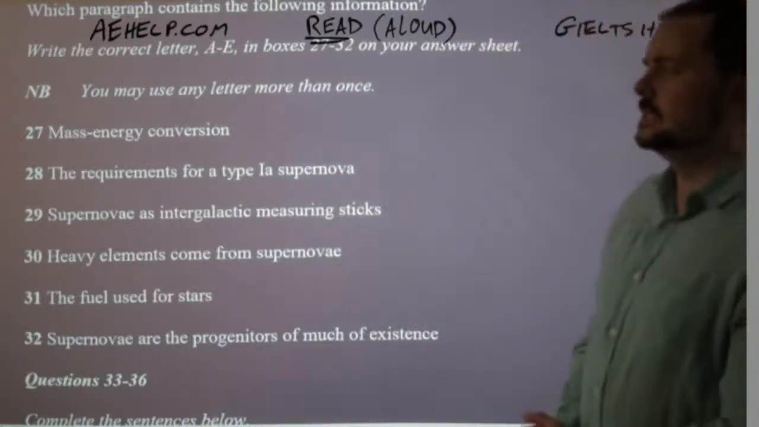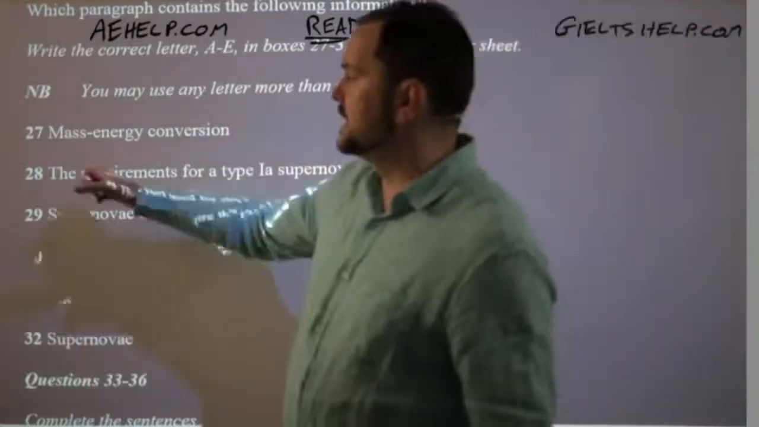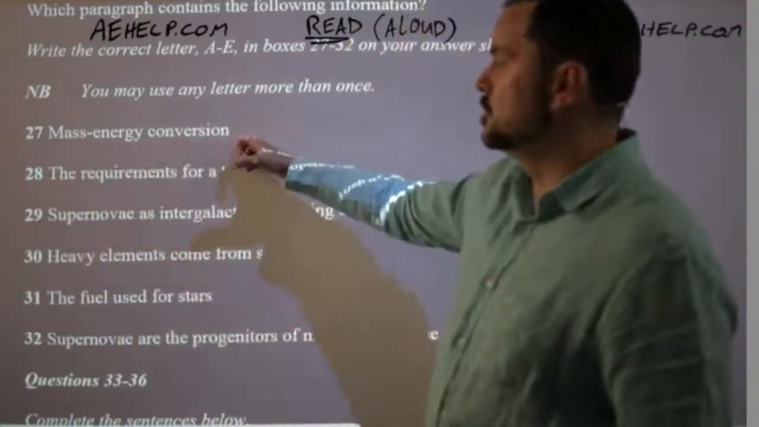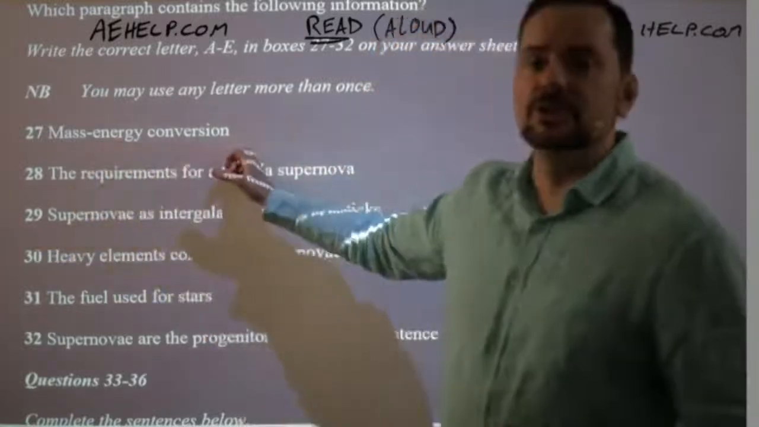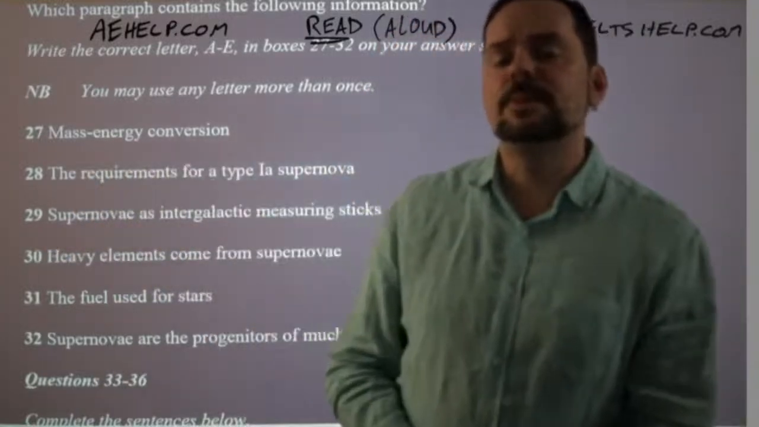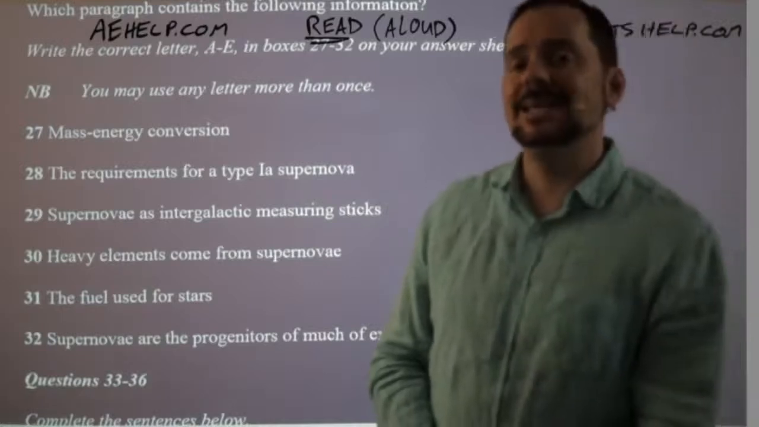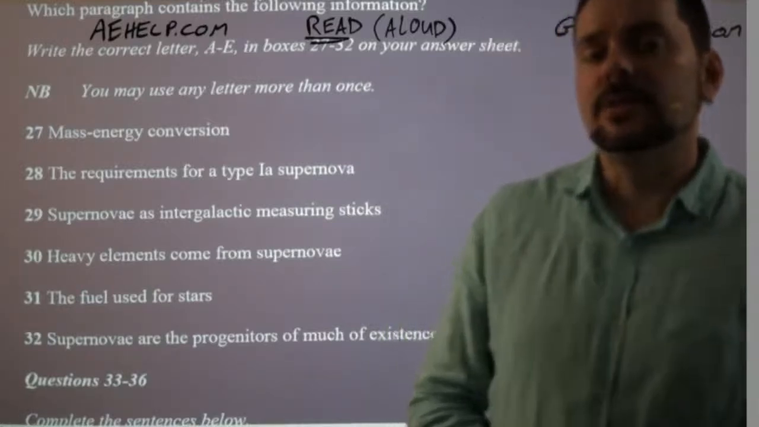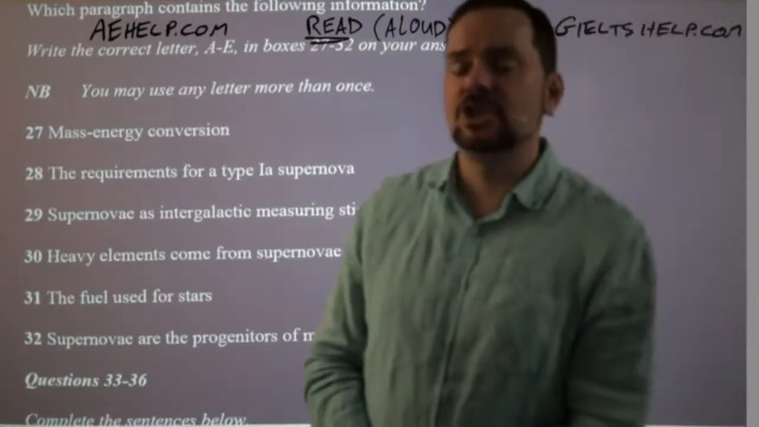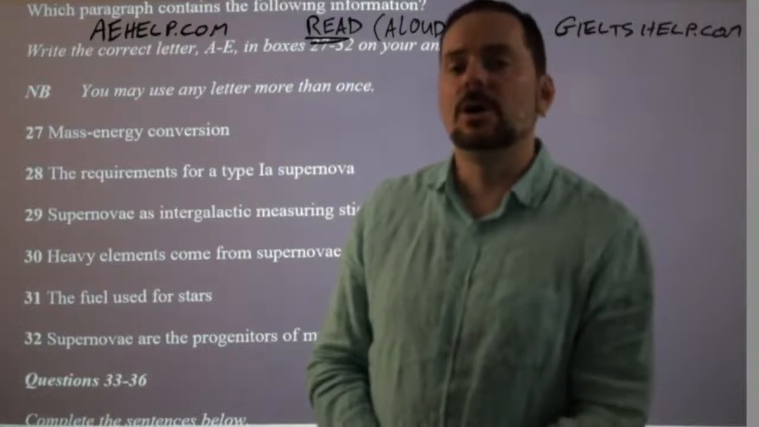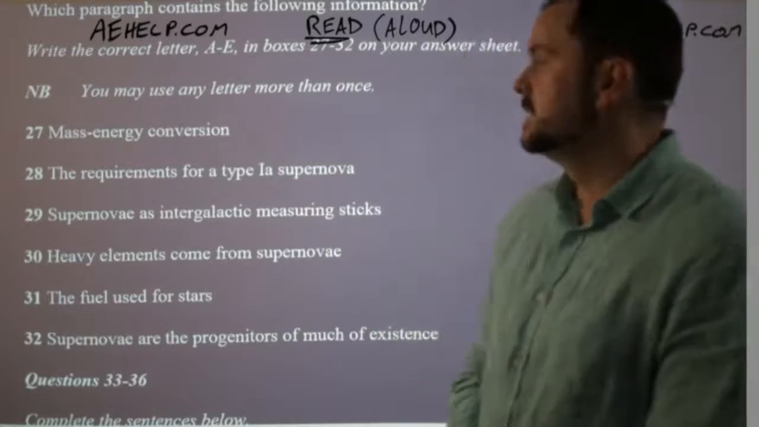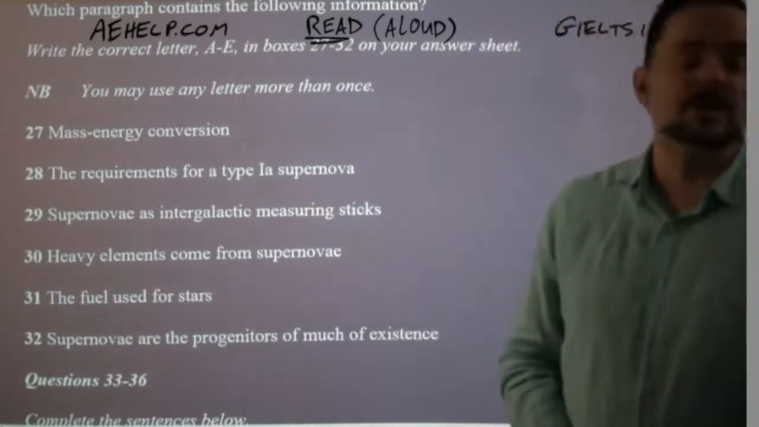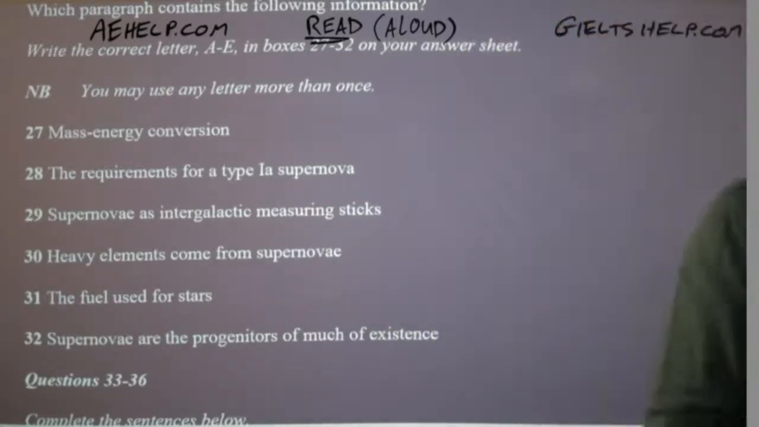All right, so let's take a look at this then. Number 27 is mass energy conversion. So changing or altering great amounts of energy. Which paragraph describes in detail the change or the process of change of great amounts of energy? Kashirsha says it's C. I'm not sure about that. Think.